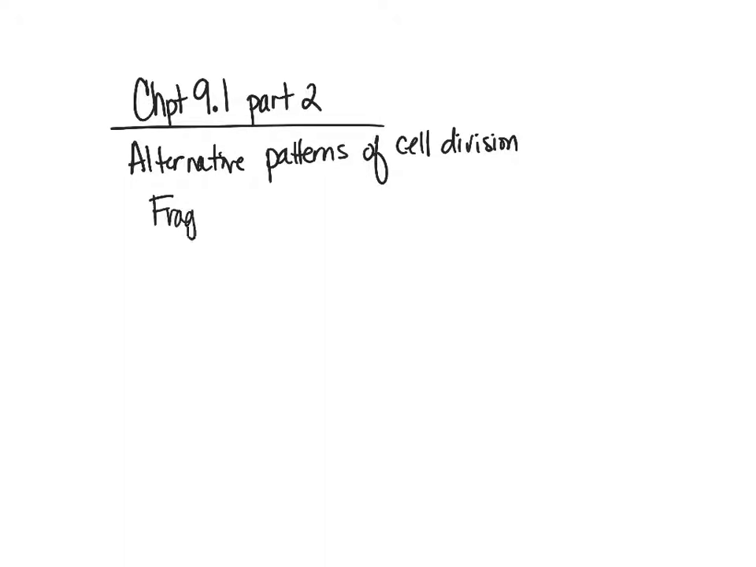The first one is fragmentation. And in fragmentation, this is when within one cell, many nucleoid regions are going to form. And then whole cells in themselves will be forming. And then what they do is they split away. So we'll have many of them just break off and float away from this parent cell as these cells have been formed.